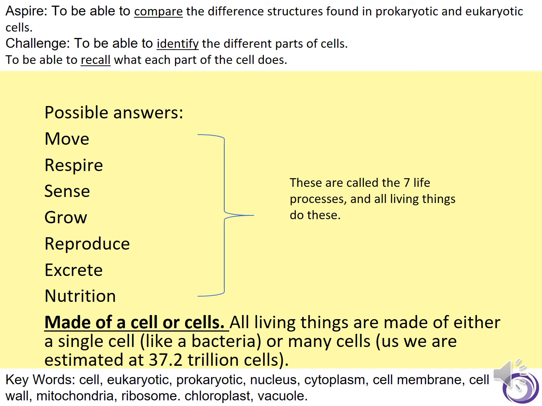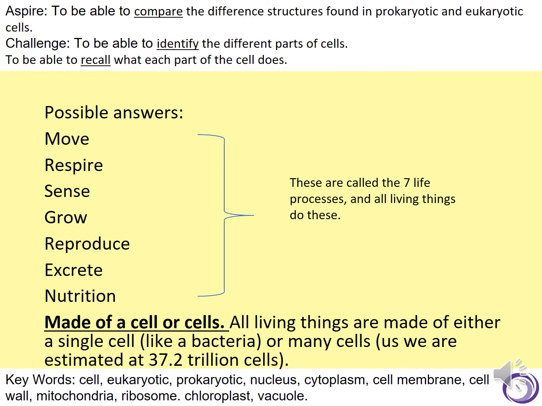You may have talked about the fact that all of them are made of either single cells, unicellular, like a bacteria, or are made of many cells, which is called multicellular. And as you can see, there's a big number there. In us, we estimate that we're made of 37.2 trillion cells.